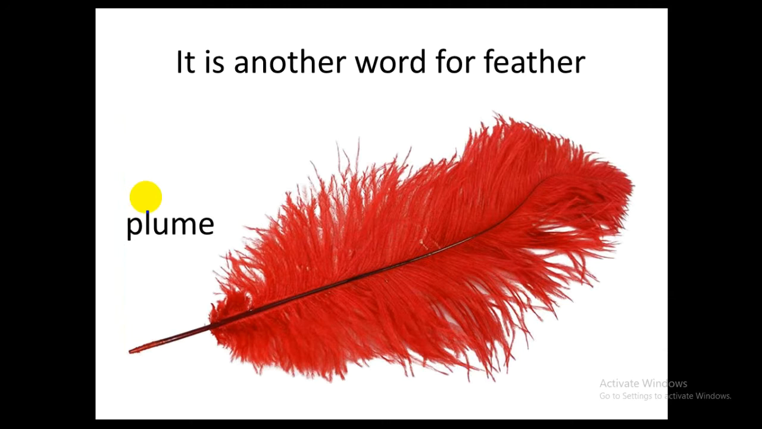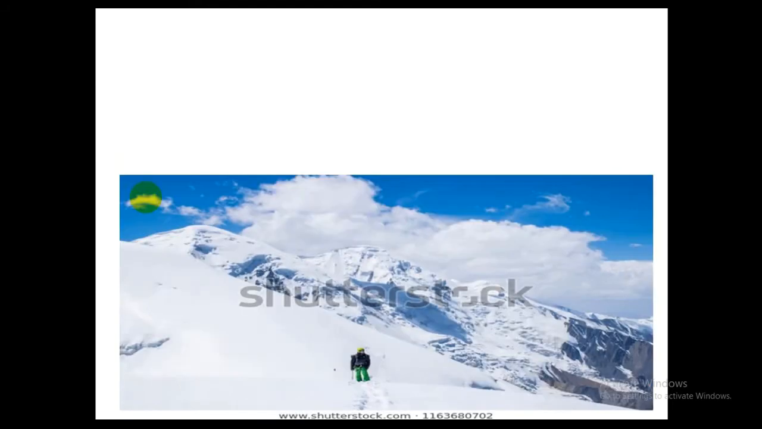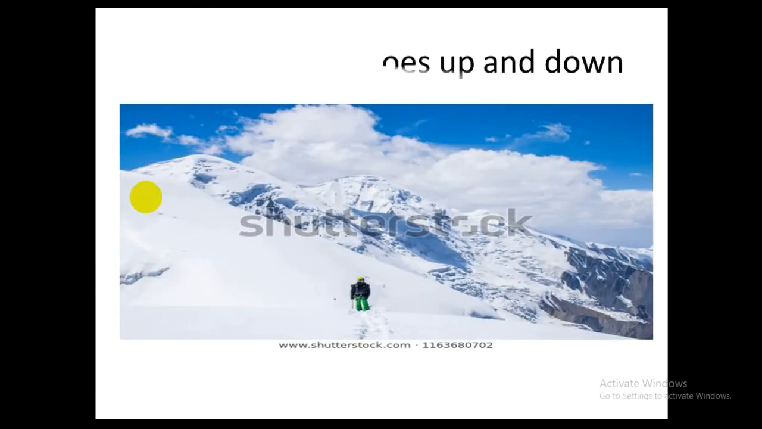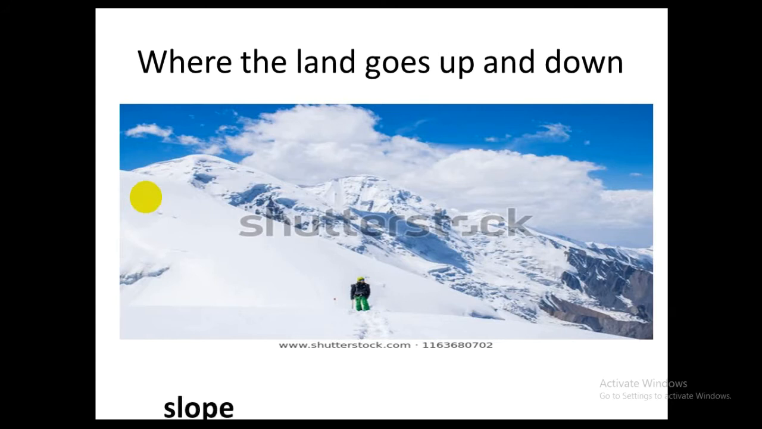It's another word for feather. Plume. So plume is another word for feather. Where the land goes up and down. When you see a land, but the land is not flat, it will be slope. Where the land goes up and down, it's slope.